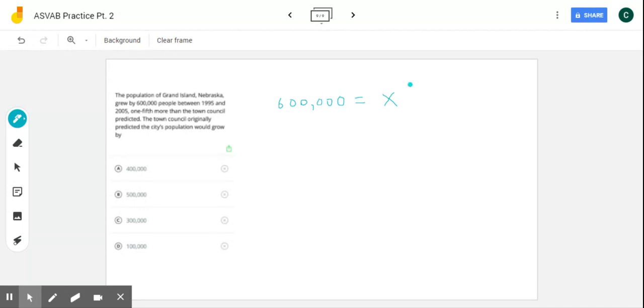So the way that I think about this is, if it was equal, then that would just be X times 1, and I'm going to make a little side thought over here. So 5, because we're talking about fifths, 1 is equal to 5/5. So 1/5 more would be 5/5 plus 1/5, which is equal to 6/5.